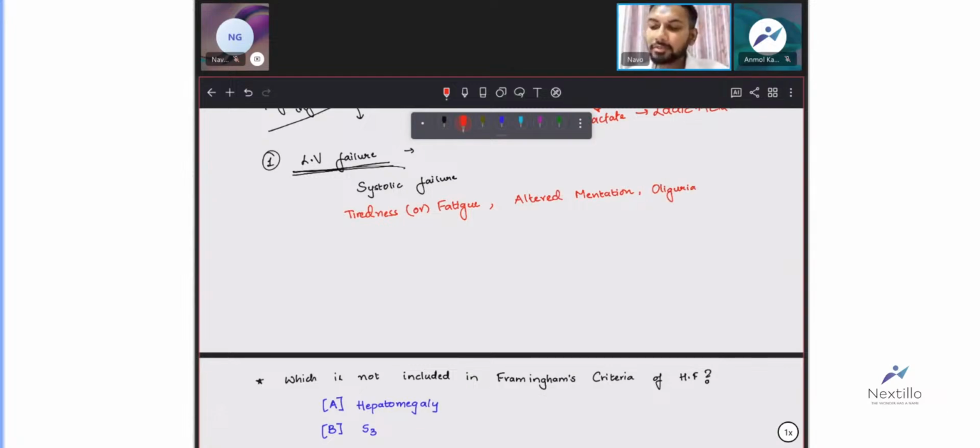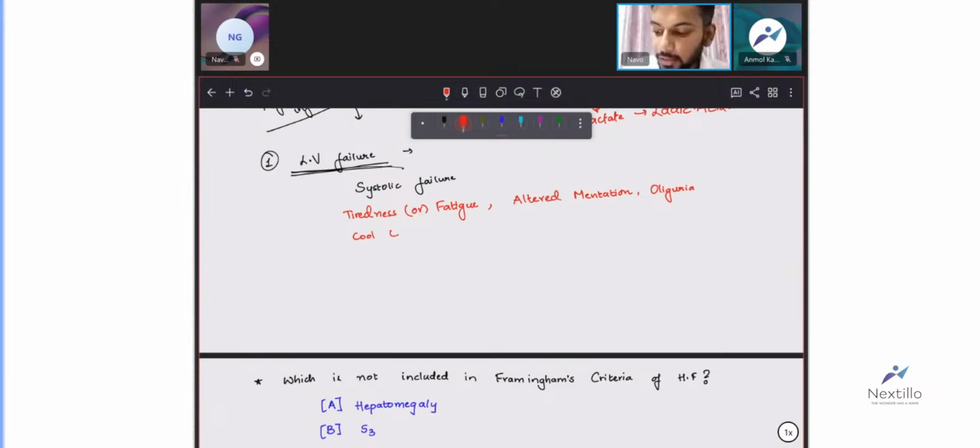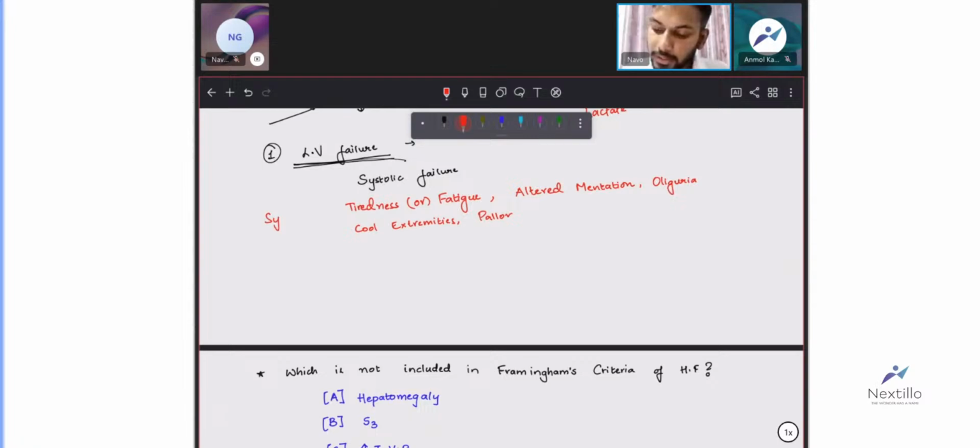In the same way, if the blood is not being pumped, the cardiac output decreases and also the blood pressure is decreased. If blood pressure is decreased, the blood going into the peripheries will decrease and it will cause cool extremities, and peripheries might even look pale. That is what is known as pallor. So these are the symptoms that you can see with LV failure.